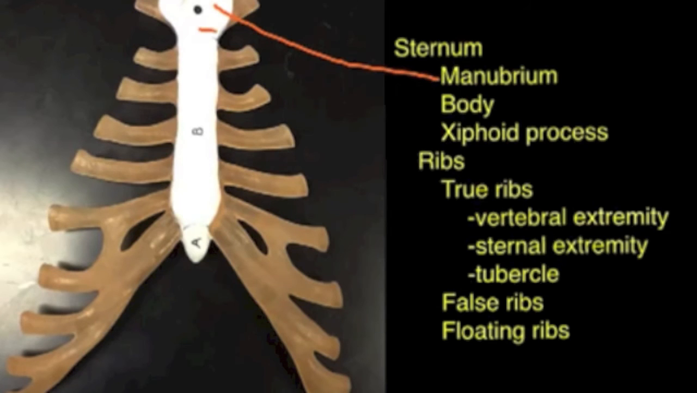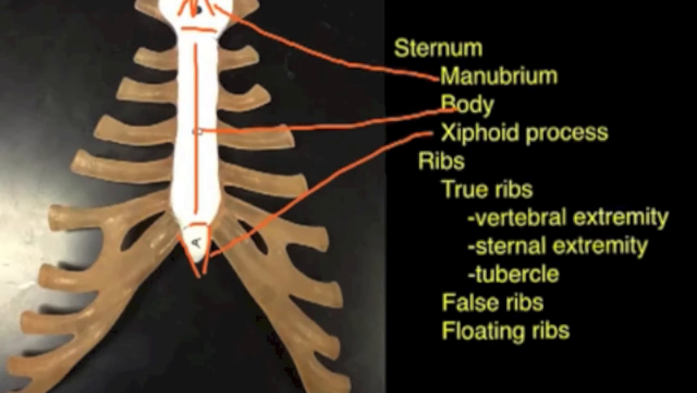The edge of the manubrium is right about here. So the manubrium is up here on top. Below that, the main part of the sternum, this whole region here, is referred to as the body. And way down at the bottom, this pointy structure is referred to as the xiphoid process. And that basically pokes down into your belly region.